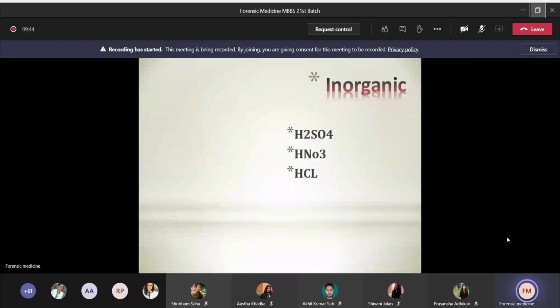So these are the examples of inorganic corrosive acid. So sulfuric acid, nitric acid, and then hydrochloric acid. Sulfuric acid, or this is also called oil of vitriol.